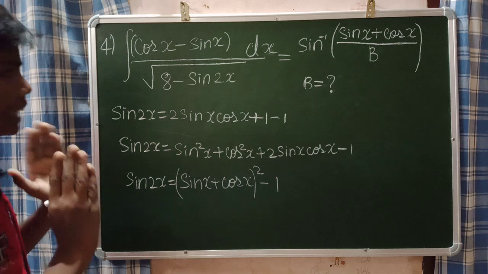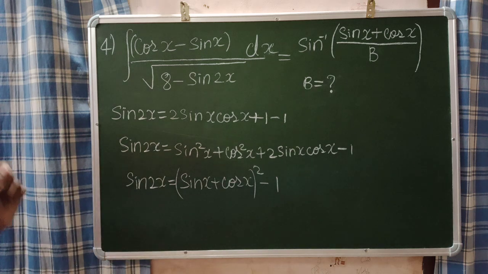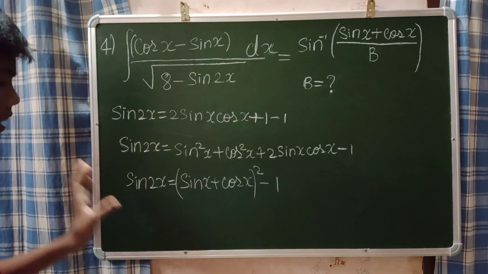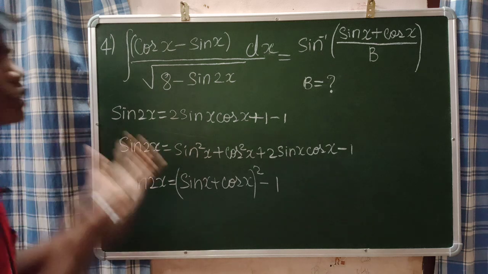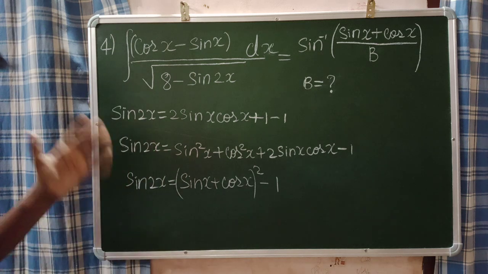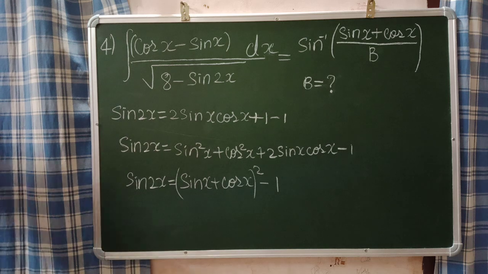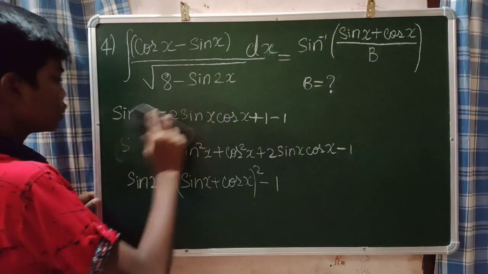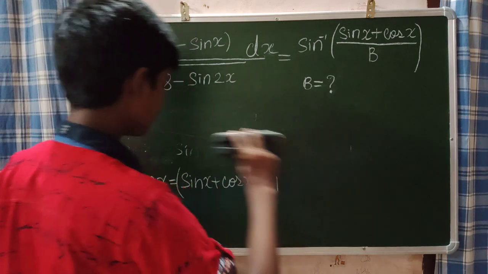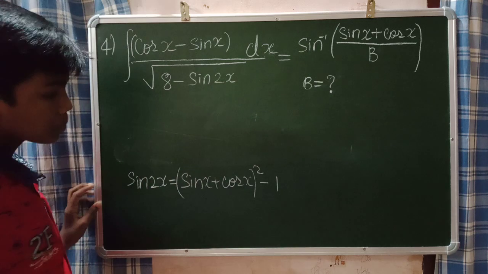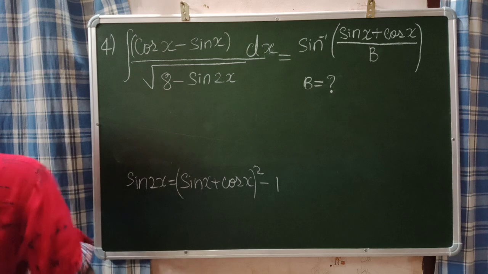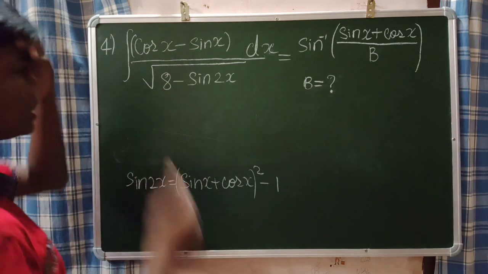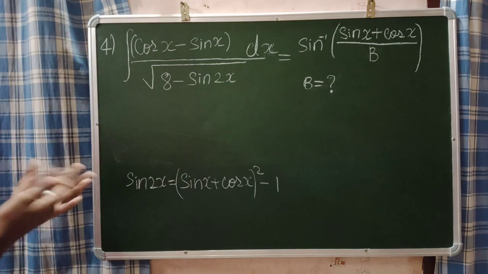Now, guys, that's okay. We know the value of sin 2x. But we did not yet solve the integral, right? So let us solve it, guys. I'm going to solve this integral now. So try to understand, guys. What I did is sin 2x will be equal to sin x plus cos x whole square minus 1. Let us come to our integral part. What is this integral? How am I going to solve it?